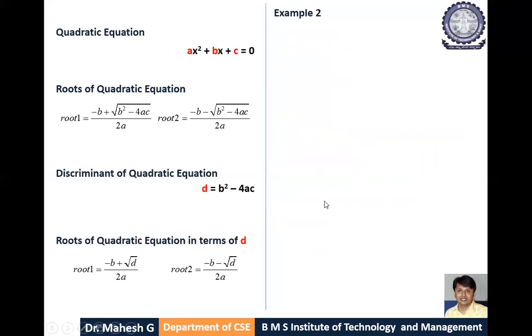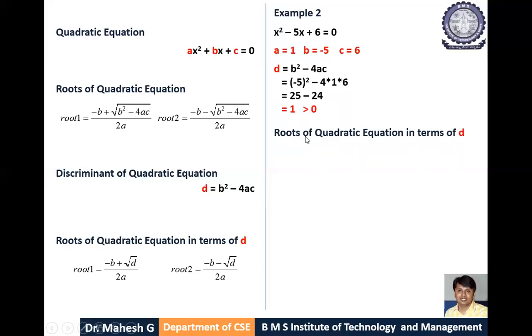Let's consider another example. Consider the equation x² - 5x + 6 = 0. Here, a = 1, b = -5, c = 6. The discriminant d = b² - 4ac. Substituting the values of a, b, and c, we get the value of the discriminant as 1, which is greater than 0.